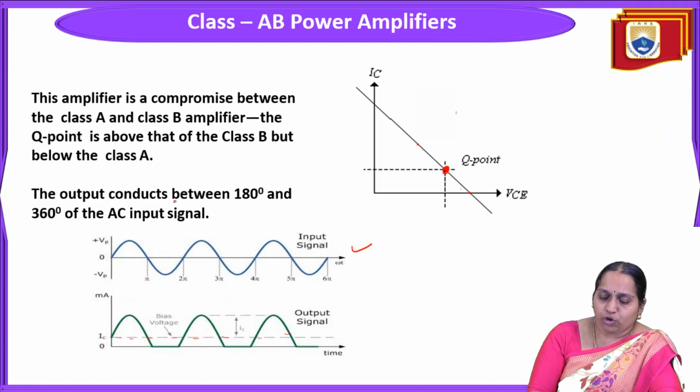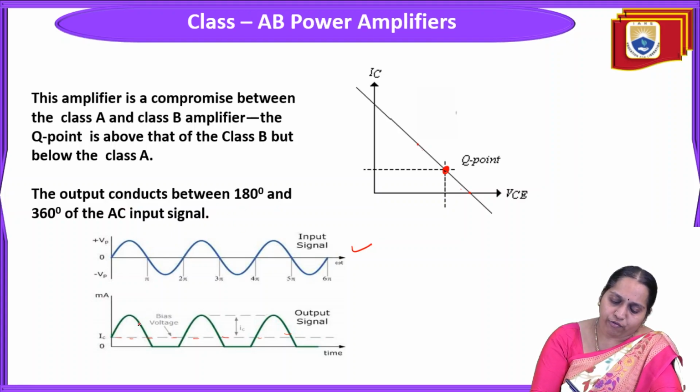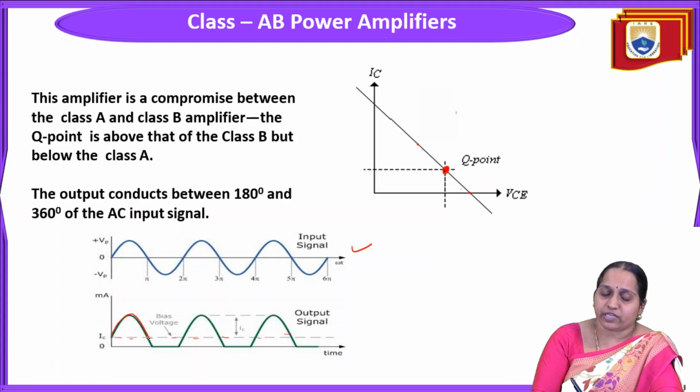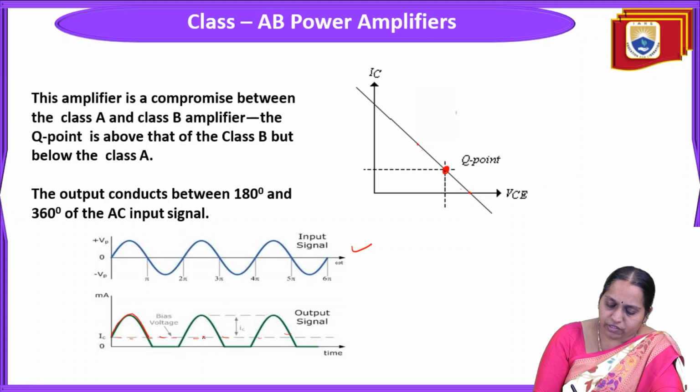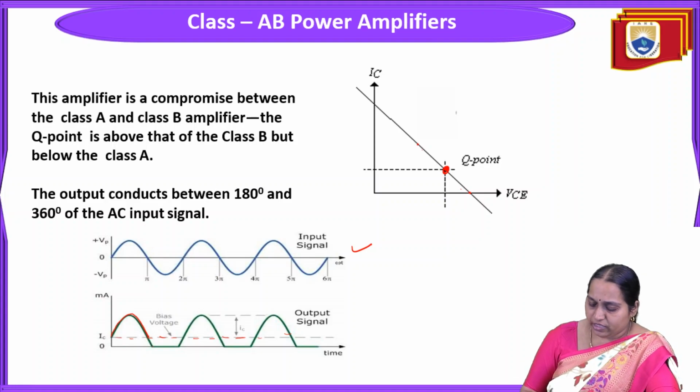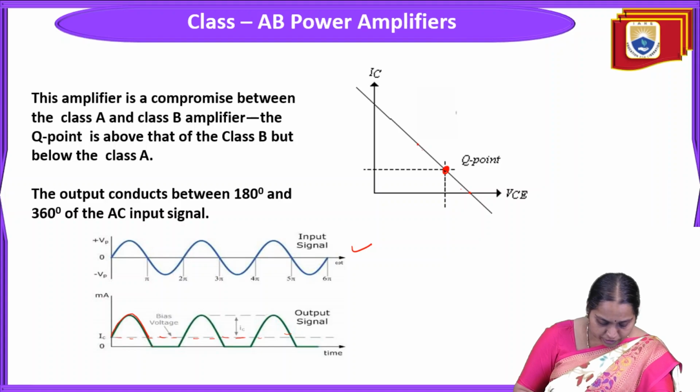Okay. And the output conducts between 180 degree and 360 degree. That is more than 1/2 second. See, up to this point it is exactly 1/2 second. But if you can see here, if this is taken as an average level, then it is crossing the 1/2 cycle. So what it is between 180 degree and 360 degree of the AC input signal.